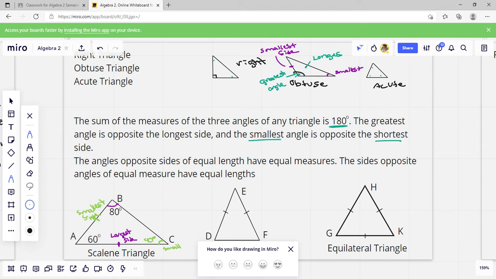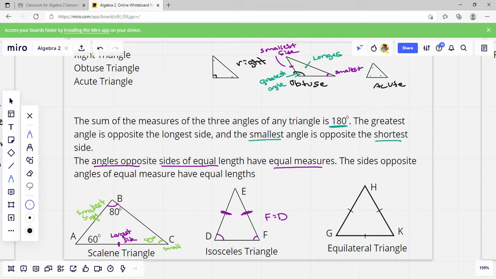Alright, the next one says angles opposite sides of equal length have equal measure. Okay, so that means this side, we use these tick marks to show that they're equal. This side and this side are equal. Well, this F right here is opposite to that side, and then this one's opposite angle is D. That means F and D are equal.